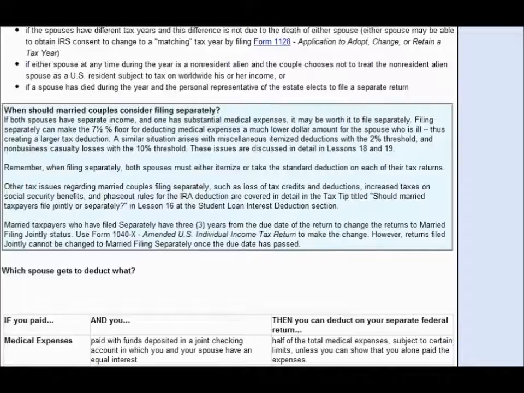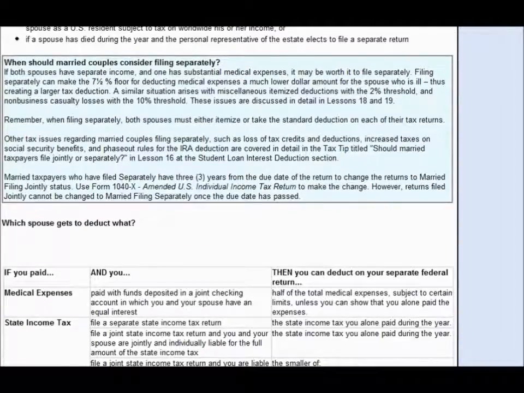Now, when should married couples consider filing separately? If both spouses have separate income and one has substantial medical expenses, it may be worth filing separately. Filing separately can take the 7.5% floor for deducting medical expenses, applying it to a lower dollar amount for the spouse who is ill, thus creating a larger tax deduction. A similar situation arises with miscellaneous itemized deductions with a 2% threshold, and non-business casualty losses with a 10% threshold. These issues are discussed later in detail. Remember, when filing separately, both spouses must either itemize or take the standard deduction on each of their tax returns.